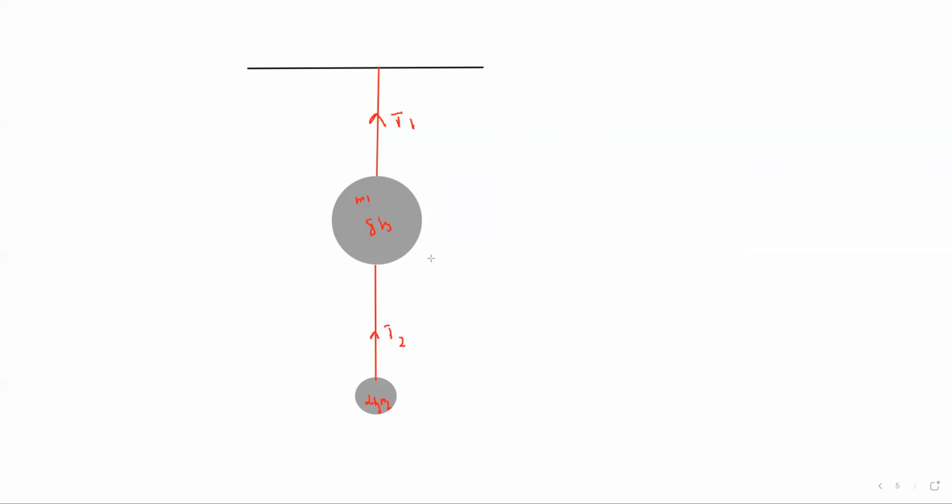Then what are the forces acting? If I consider the whole system is stationary, at rest, rest means there is no resultant force. When I consider the 8 kilogram object, what are the forces acting? The tension T1 is acting up, and the weight of the 8 kilogram object is acting down, and the weight of the 2 kilogram object is also acting down.